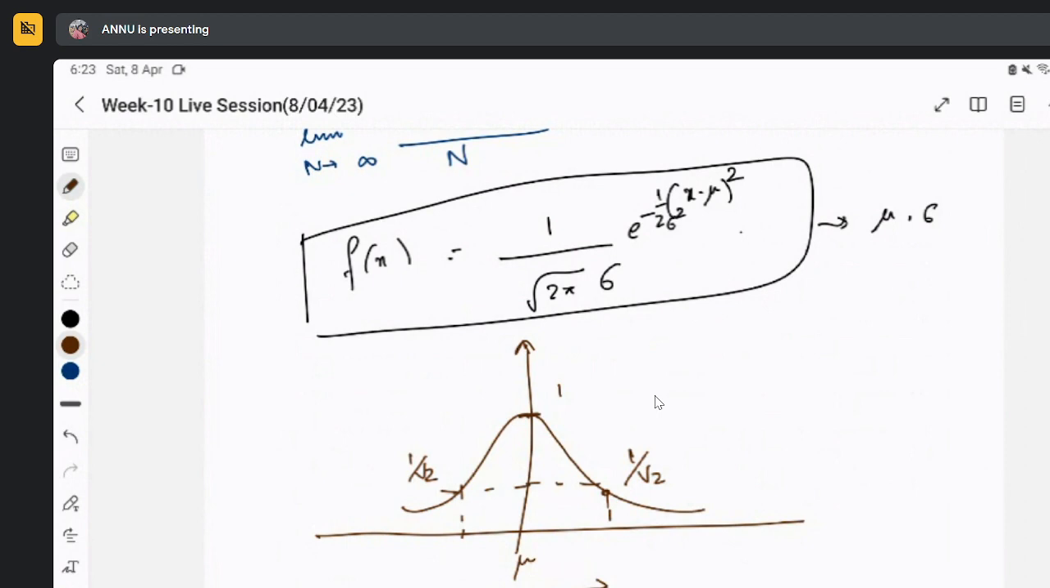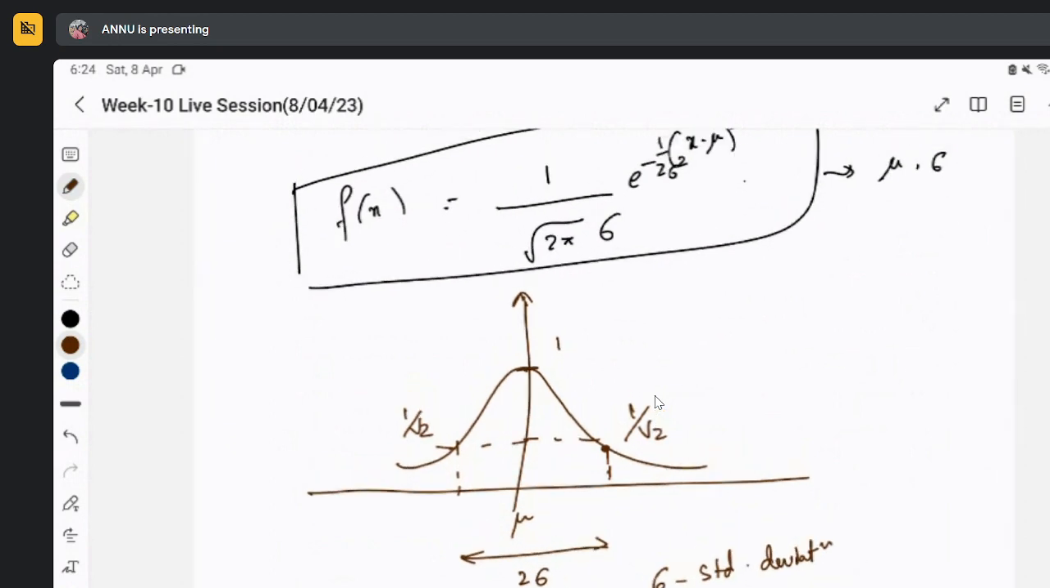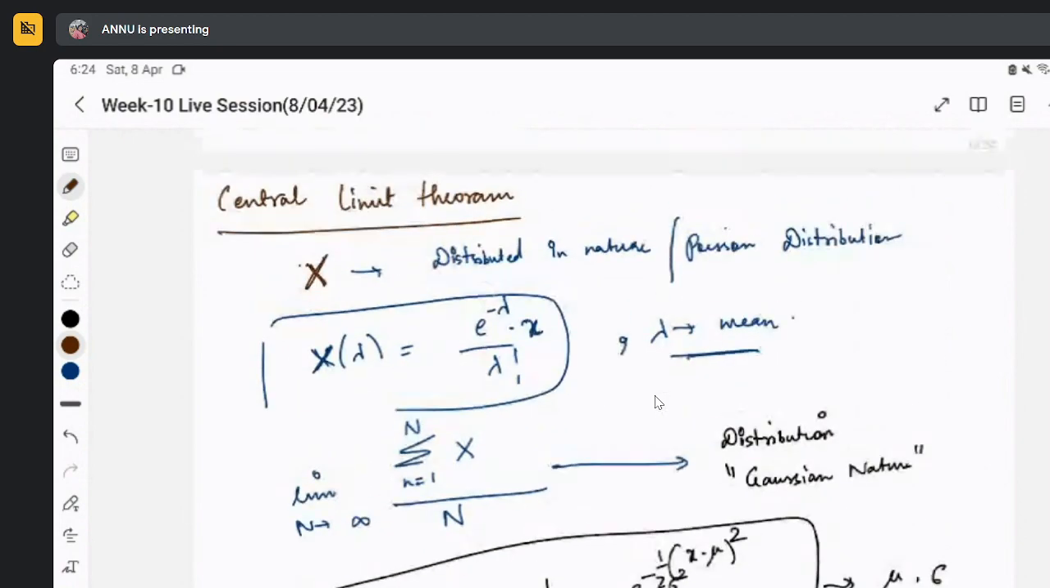This is known as the mean, and the variation up to which the power decreases to 1 by 2 times of the power is called the standard deviation. So sigma is the standard deviation, and sigma square is the variance, like how the data sets are varied. So this is what the central limit theorem says.